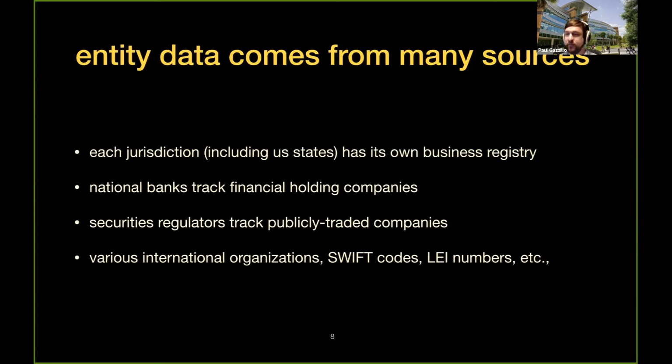And not only that, as mentioned before, each jurisdiction has their own database, and they don't have all the information about corporate relationships. For instance, publicly traded companies in the United States, security regulators track them and require reporting. So that's a different data set with its own meanings. Other national banks will track financial holding companies and try to measure their own financial risk. And then there's an innumerable number of international organizations like GLEIF, the Global LEI Foundation. There's SWIFT codes if you've ever done international bank transfers. And so there's lots and lots of scattered sources.